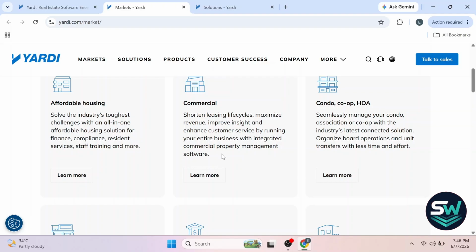Then we have commercial. Commercial solutions help businesses manage office buildings, retail centers, industrial properties, and mixed-use developments. The software supports leasing, property operations, revenue optimization, reporting, and customer service.